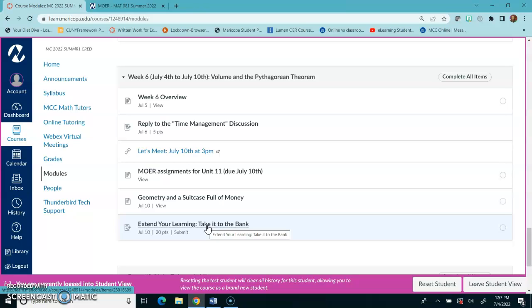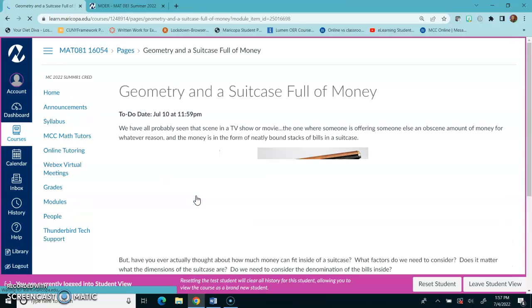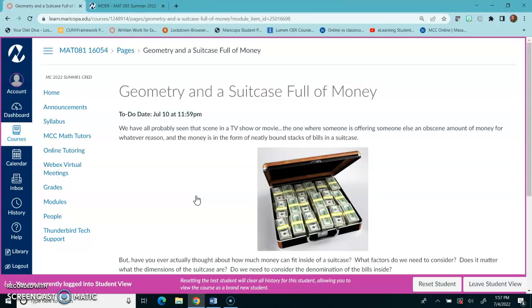But I highly, highly recommend, especially this week, that you use a good habit of a mathematical student, which is to open your assignments early and work on them a little bit at a time throughout the week instead of trying to cram it all in one day. When you look at the extend your learning assignment for this week, I'm going to go ahead and open the content page so we can look at it together. You'll notice that there's going to be several different approaches for completing the extend your learning assignment.